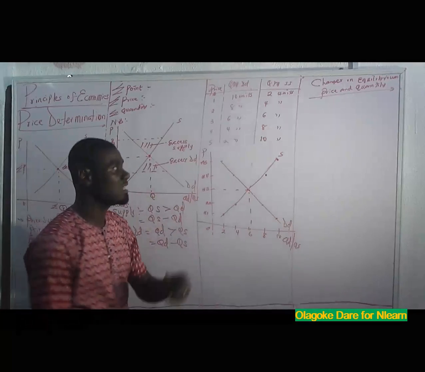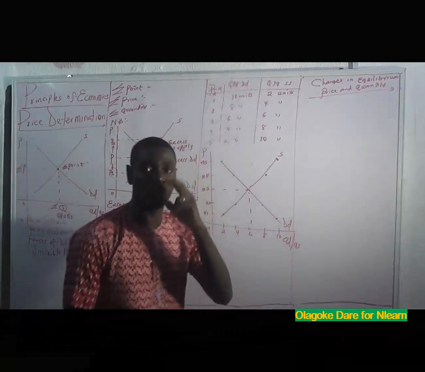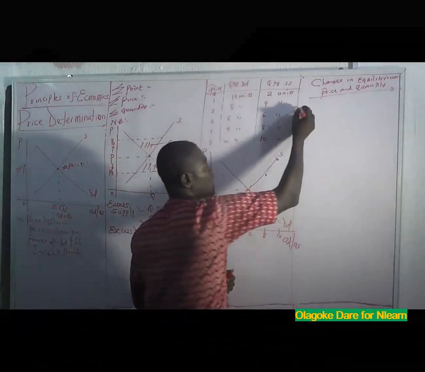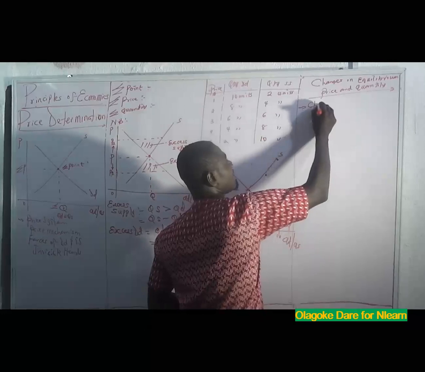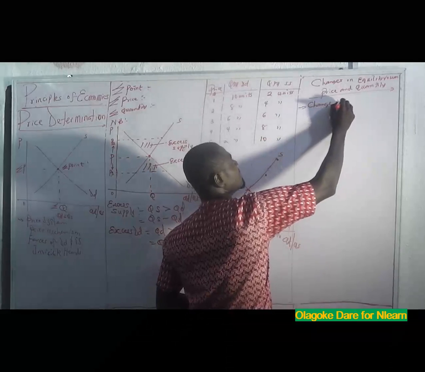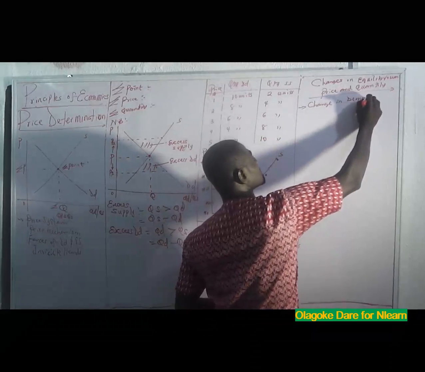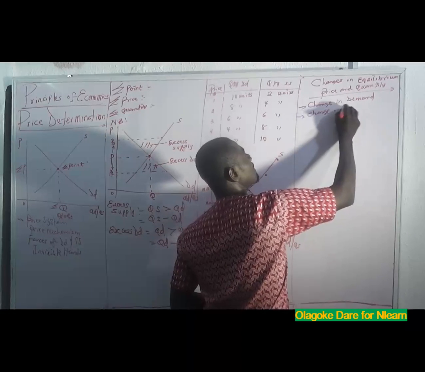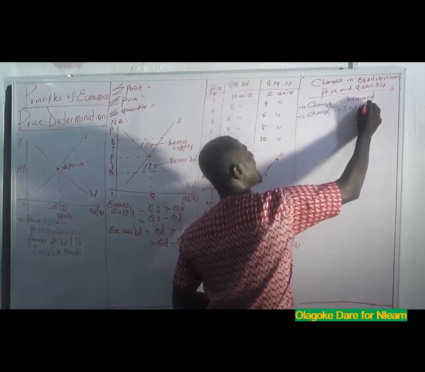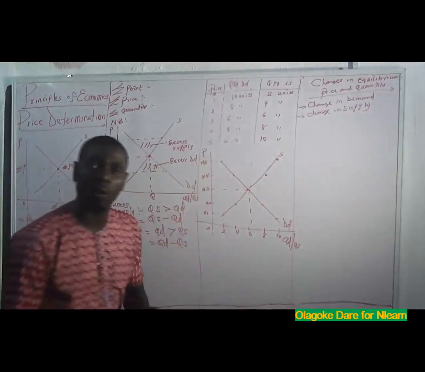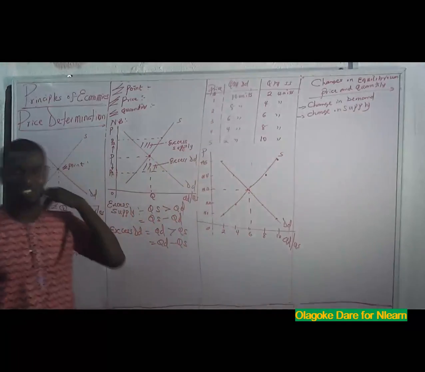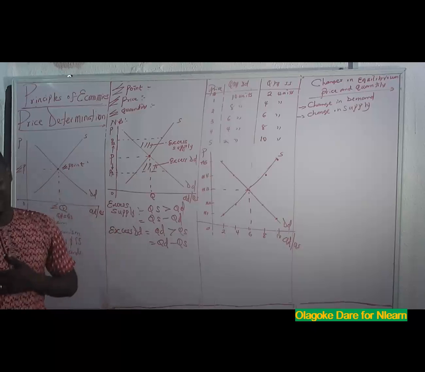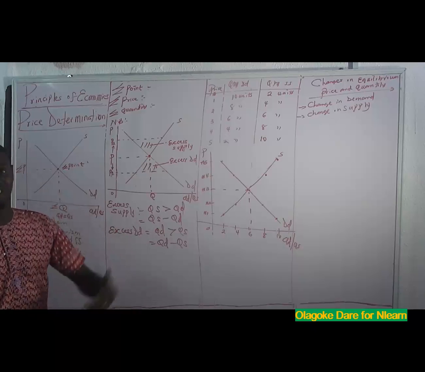What are the factors? The factors are 2. Number 1, we have change in demand and change in supply. These are the 2 factors that can make our equilibrium price and quantity change, when there's a change in demand or when there's a change in supply.